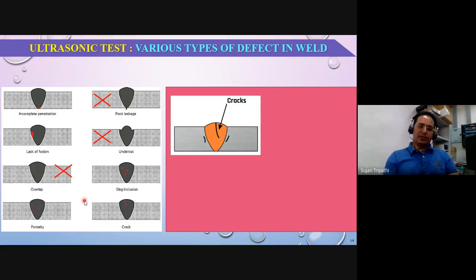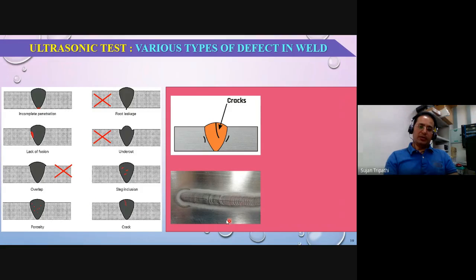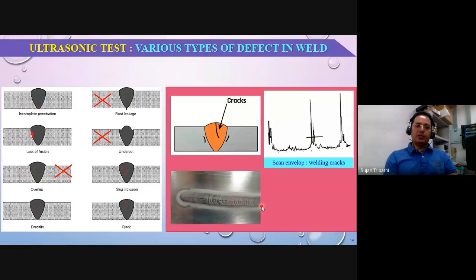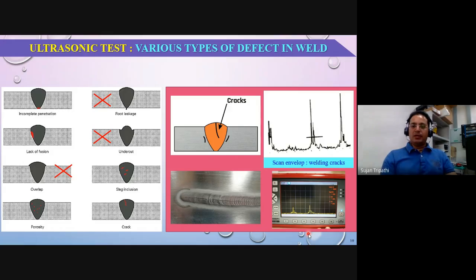Okay, let's see. These are the cracks, right? How do we detect them? In reality, we can see the crack in the weld like this. How do we predict it during the test? If the scan envelope looks like this, then we can tell this is a welding crack. We can observe it, right? And on the monitor, you can see how we identify the crack. There are two peaks, right? Two peaks. So this is the graph for crack detection.